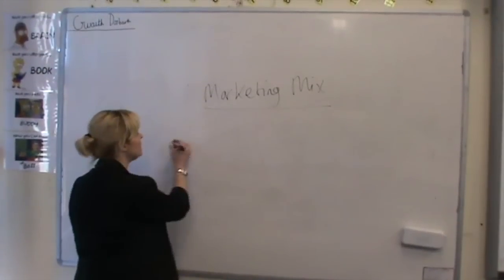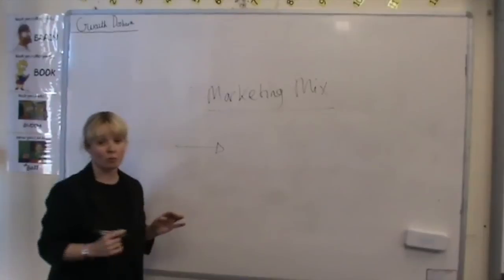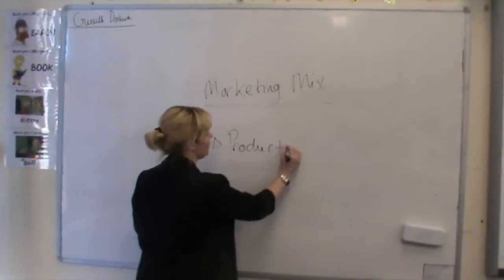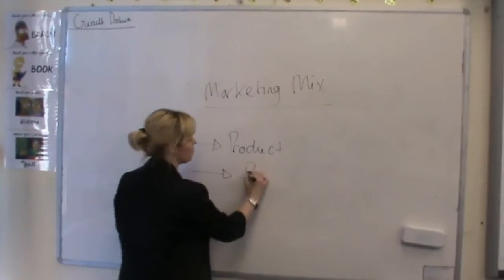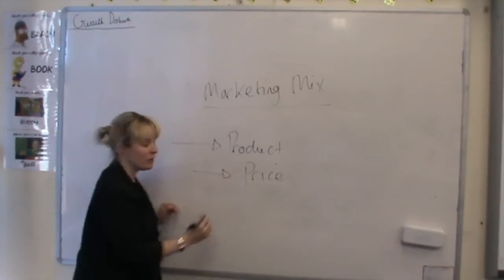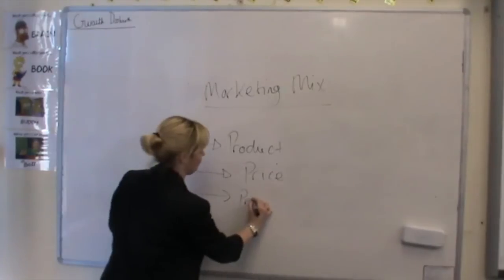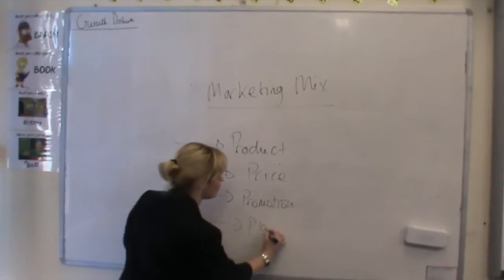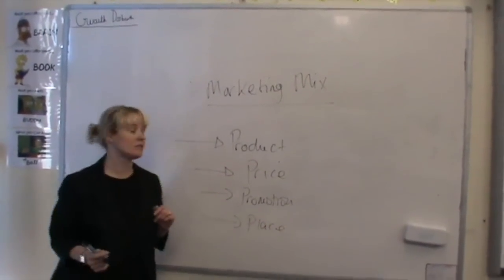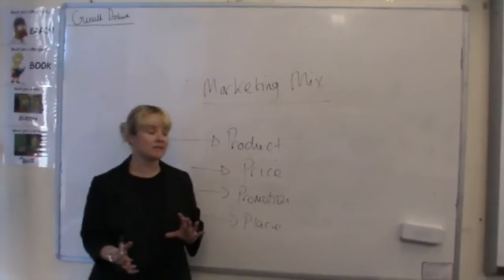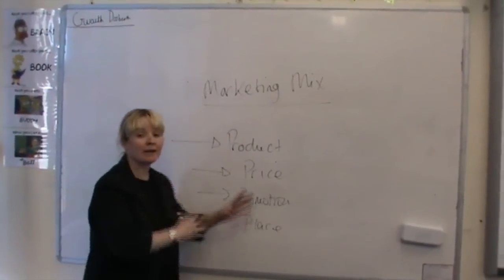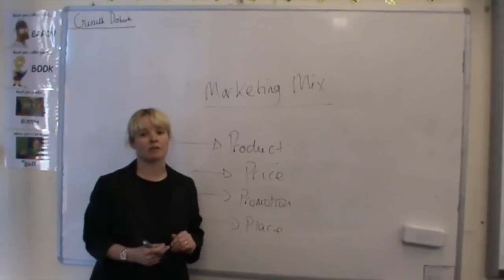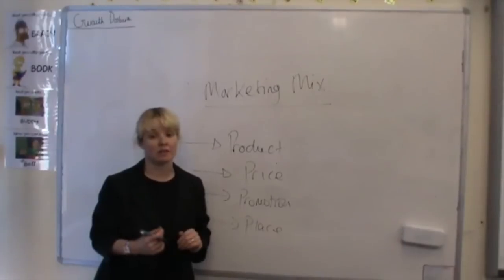Okay, and the 4 Ps is made up of 4 words beginning with P. The first one is product. The second one is price. Then we have promotion. And lastly, we've got place, or the location that the product is sold. And it's important that a business make sure that they combine these together so that they can successfully sell as many products as they possibly can to potential customers.